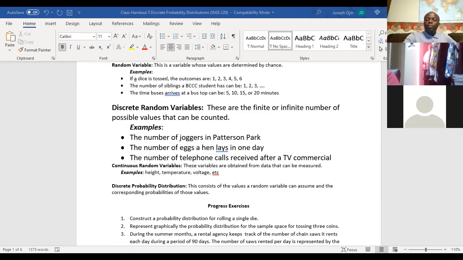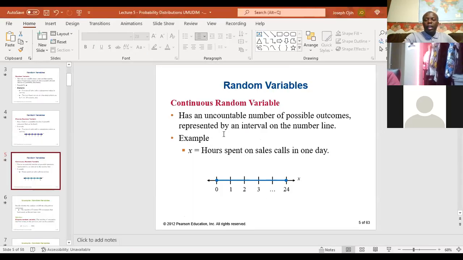Now, for the continuous random variable, you cannot count them. Instead, you can measure them. They are measured. So they have an uncountable number of possible outcomes that can be represented on an interval. For example, how many hours spent on sales calls in 1 day? You cannot count hours, but you can measure them. So that's why I call them continuous random variables.